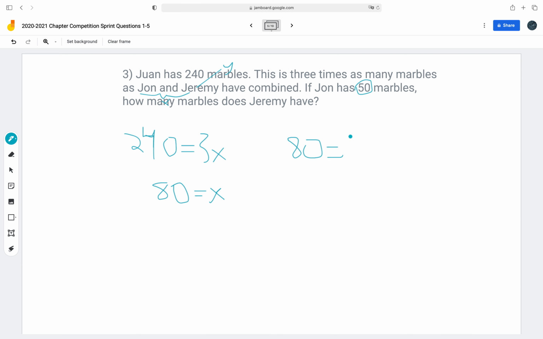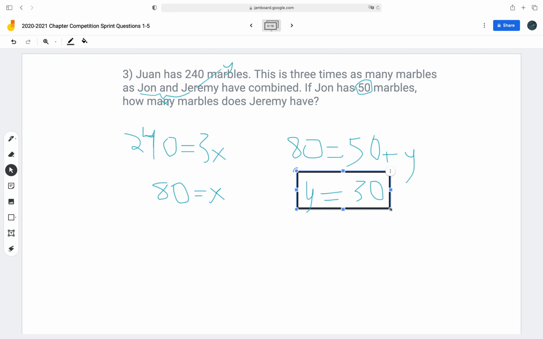Equals 50 plus y, because that's the combined thing. We can subtract 50 from both sides. Y equals 30. And that is my answer.